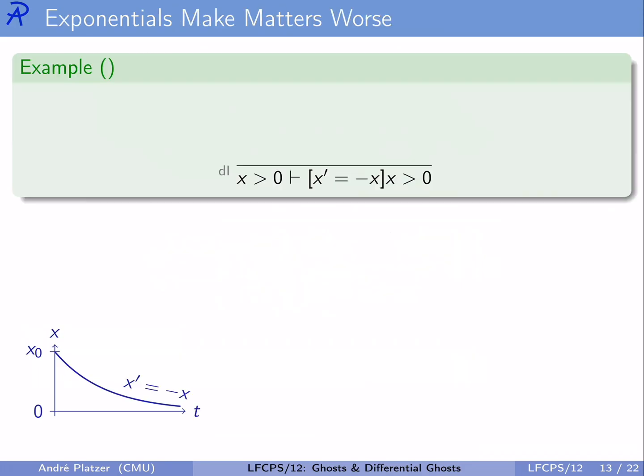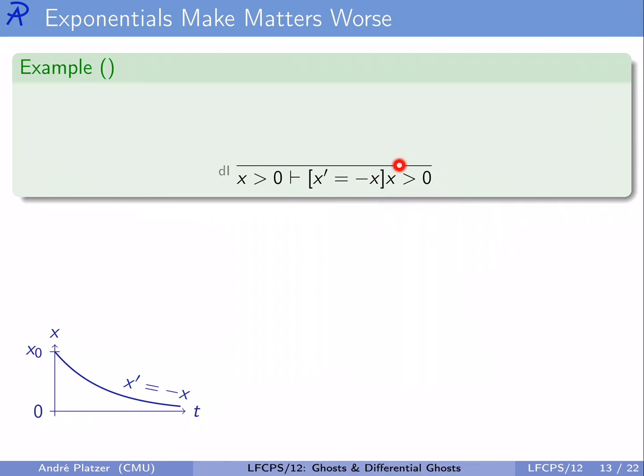Let's play around with it a little bit. Here's a question about a dynamics that says if we start where x is positive, then x will always stay positive, if we follow the differential equation x prime equals minus x. That should be true, right? So let's prove it by differential invariance.